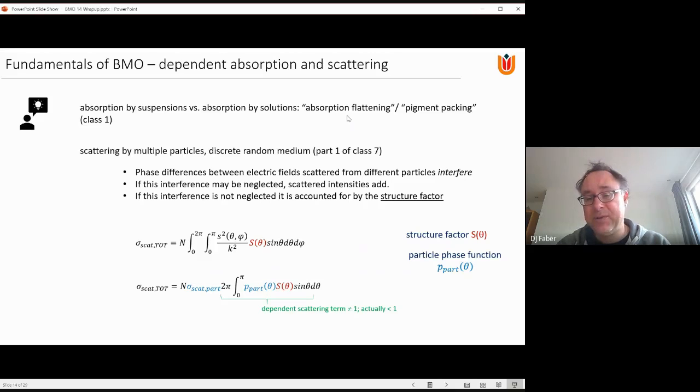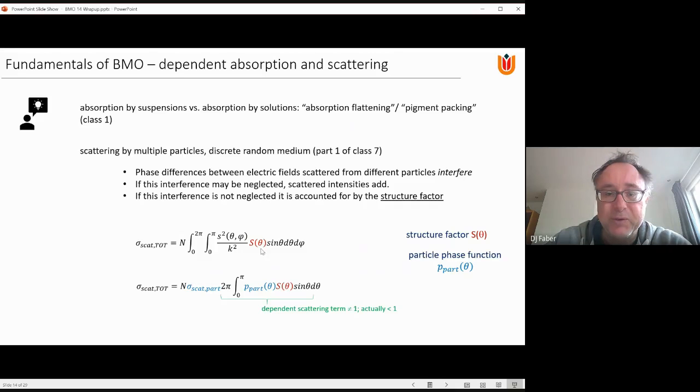But if you cannot ignore these phase differences, which is, for example, the case when particles are ordered in a volume, when there is a certain relation between their positions, then these phase differences cannot be cancelled, and that will work through in the optical properties. For example, in the total scattering cross-section of such a volume. That is accounted for by the so-called structure factor, which is a function that basically encapsulates all these interference effects, and the way to use it is shown in this formula over here.